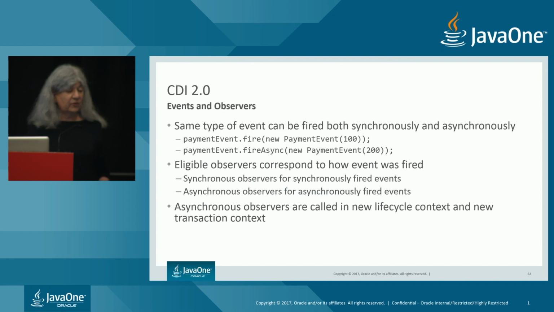So a couple of things to note with this. One, the same type of event can be fired both synchronously or asynchronously, but the observers that are eligible for being notified of the event depend on whether they are synchronous observers, which would be notified for a synchronous event, or asynchronous observers, which would be notified for the asynchronously fired event. With an asynchronous observer, it's called in a new lifecycle context and a new transaction context, so they can't be transactional in the sense of the synchronous observers.